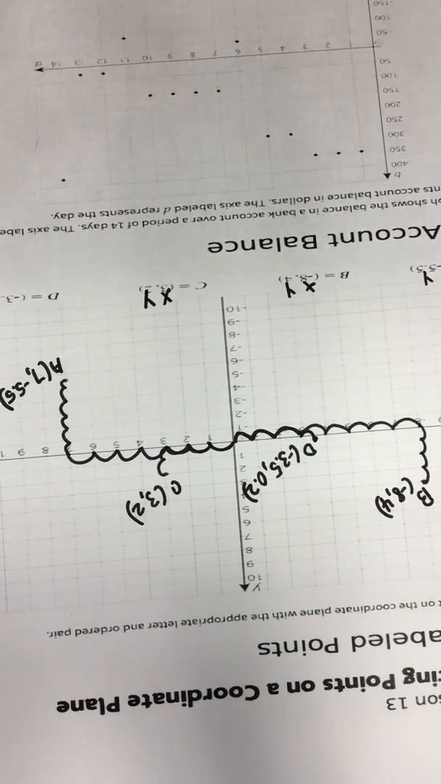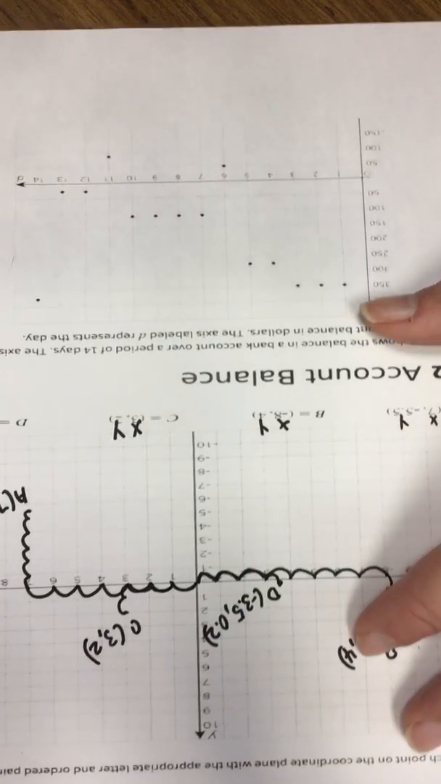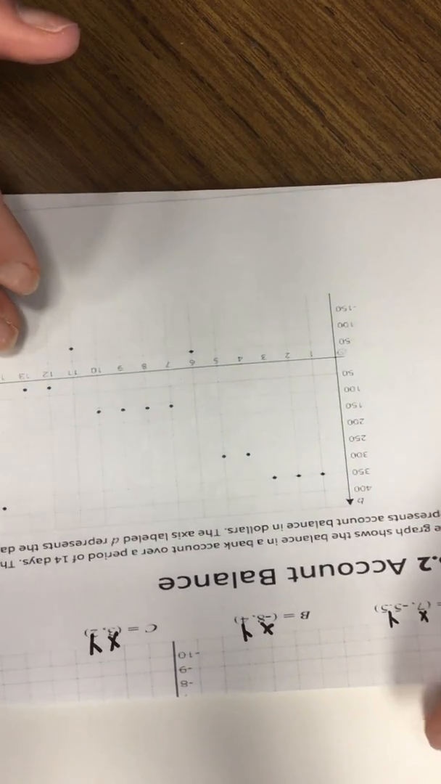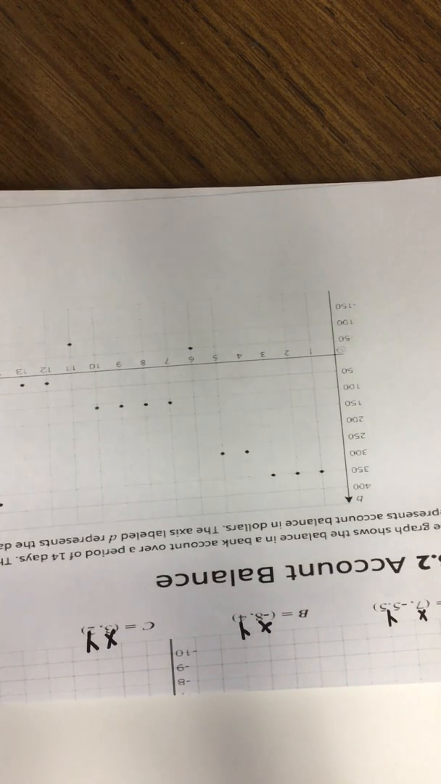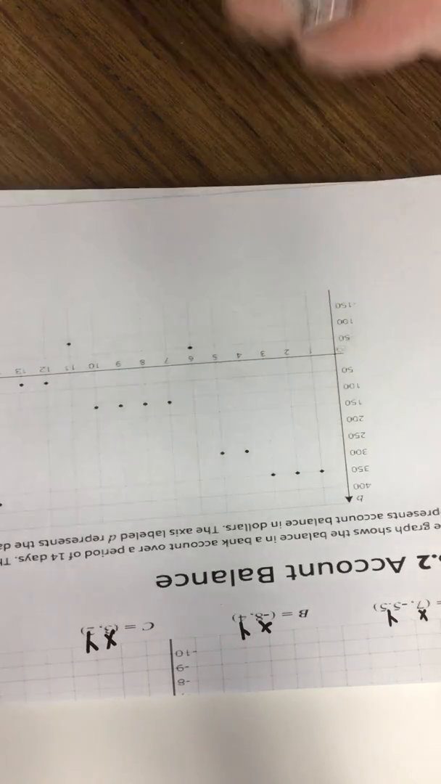Again, we're looking at points on a coordinate plane and being able to understand what they are. All right, so the next part of our lesson, let me put this in half so you can see it. The next part of our lesson is dealing with an account balance. So it says the graph shows the balance in a bank account over a period of 14 days. The x-axis labeled B represents account balance in dollars. The axis labeled D represents the days.